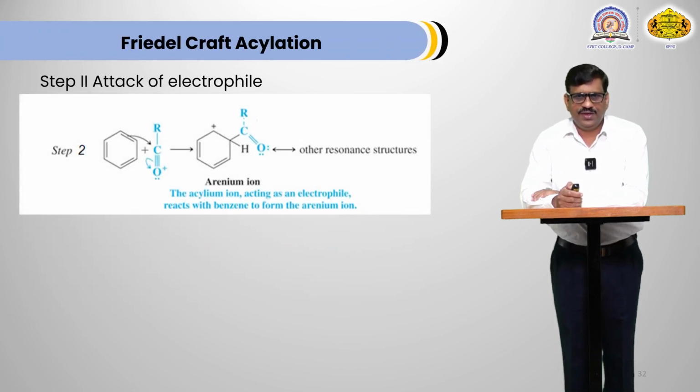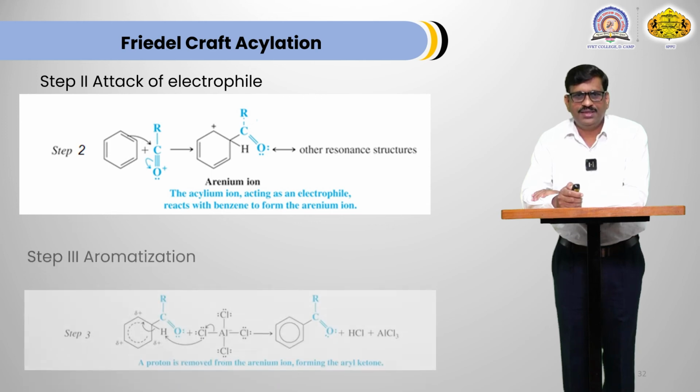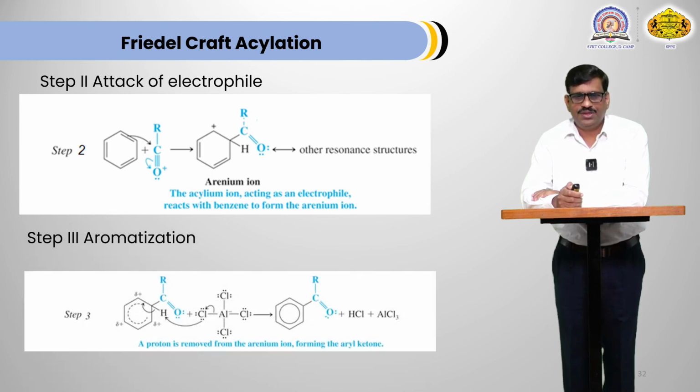In step second, attack of electrophile, the pi system of benzene interacts with that acylinium ion and there is formation of arenium ion or sigma complex or carbocation. Now this carbocation is stabilized by resonance effect as usual, and in the final step there is formation of an aromatic compound. It is called aromatization. The conjugate base which is produced here, AlCl4 minus, abstracts that proton and there is formation of aromatic ketone as a product.